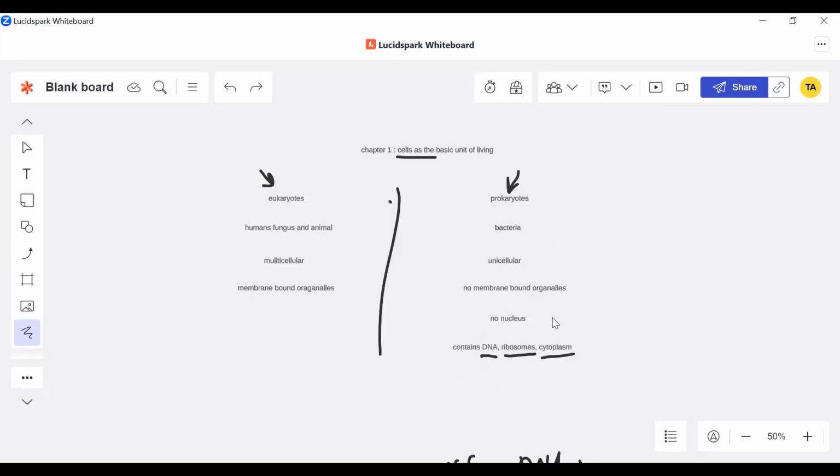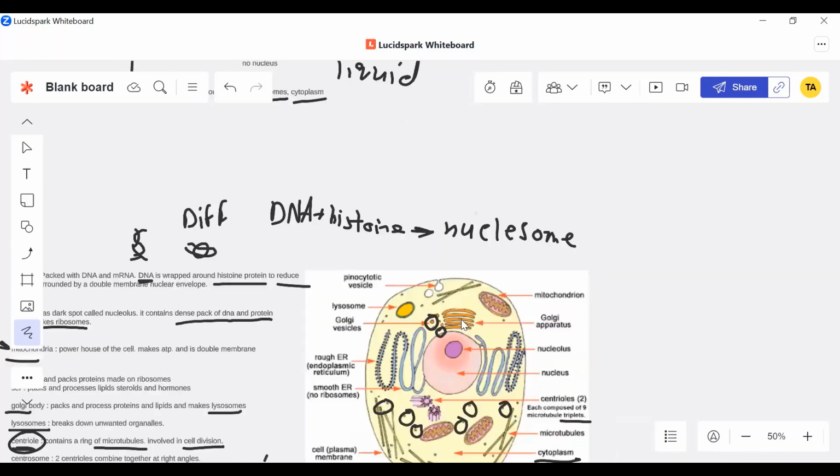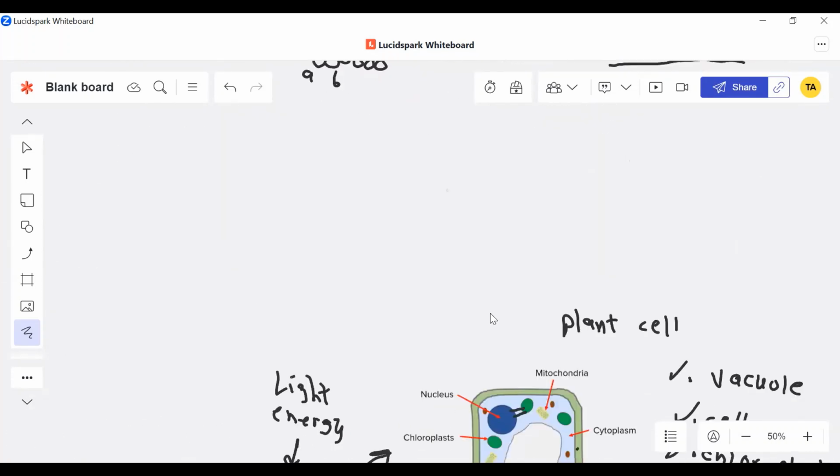And this is very important as well. Ribosomes, I said it earlier, very important. Cytoplasm is the liquid in which organelles flow in. And this is also very important. So it's found in all prokaryotes and eukaryotes as well. And I think that was all you need to know about chapter 1.